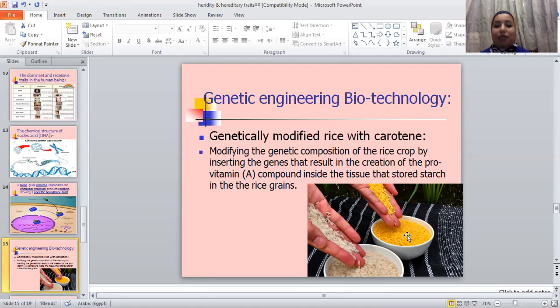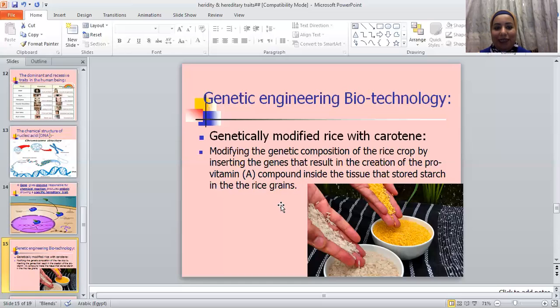Carrot has the carotene substance, which is responsible for producing vitamin A. So some scientists modified the rice by inserting the gene of carotene. This carotene gene results in creation of the provitamin A compound inside the tissue that stores the starch in the rice grain, which makes the rice more healthy. So I can insert a specific gene which produces a specific hereditary trait inside the substance, especially in plants. We can modify the properties of plants according to the inserted genes.